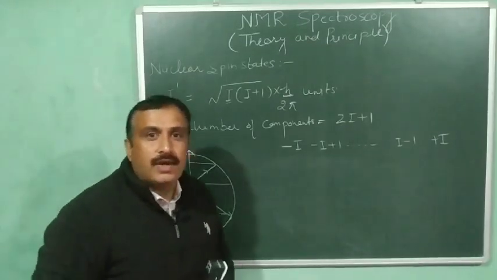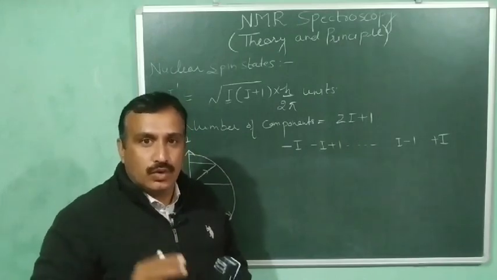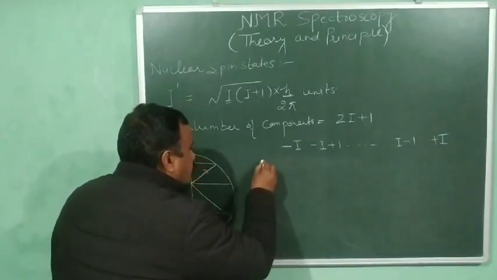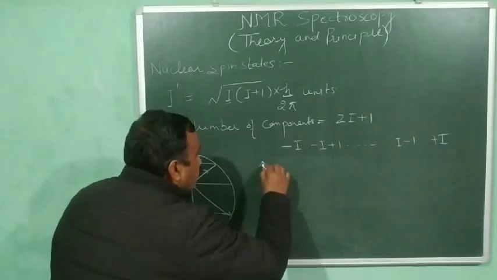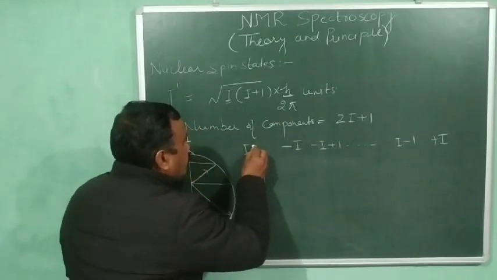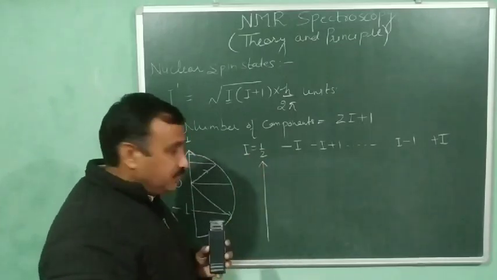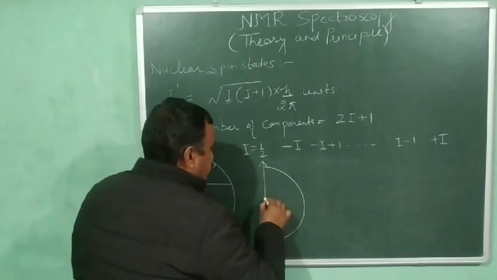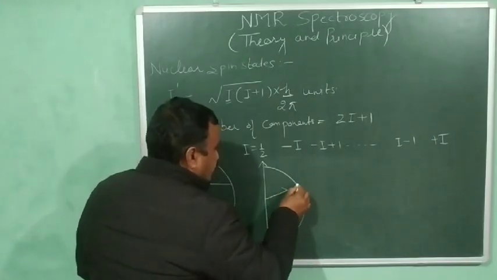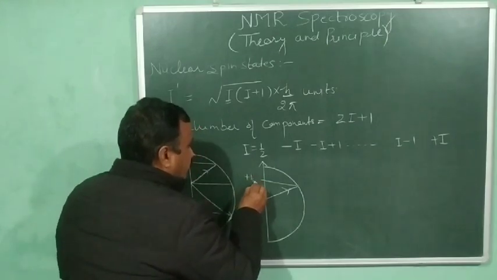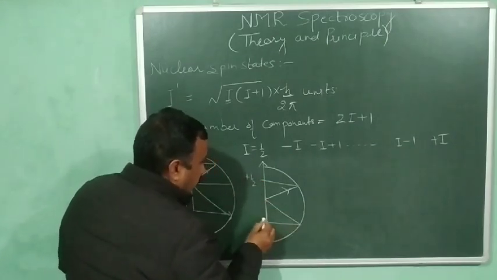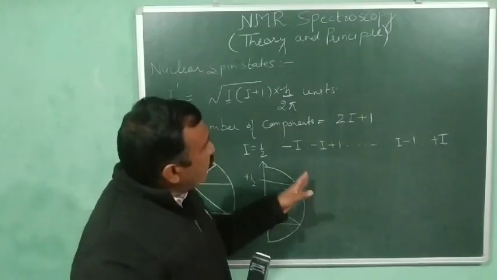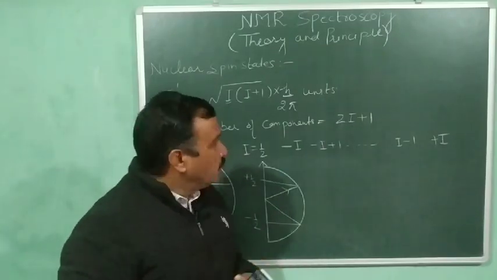Likewise, for the nucleus having nuclear spin quantum number I equal to half, we have two components. Let us represent this. This is the direction of the angular momentum vector, and I of the nucleus is half, and the two components will be represented like this. This is the first component and its value is plus half, and this is the second component and its value is minus half.